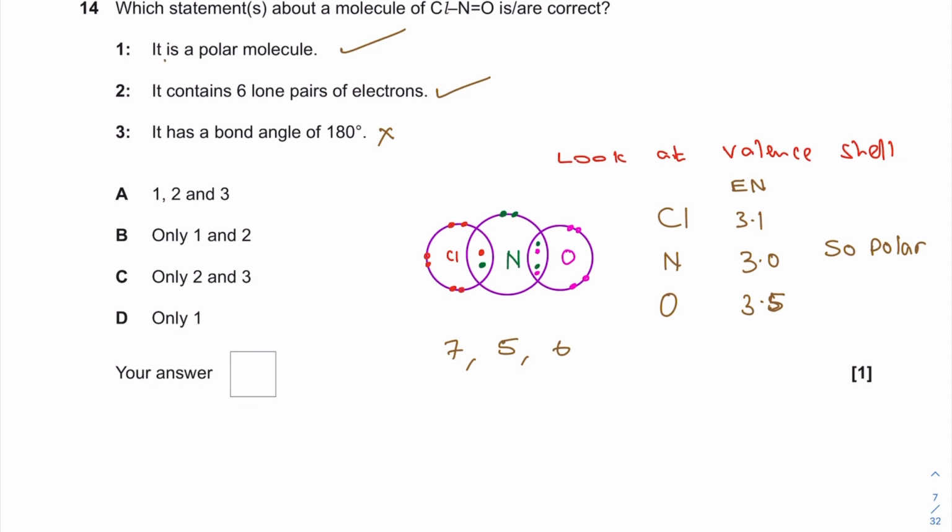So the correct answer is 1 and 2, means 1 and 2 is B. So I'll write B here.